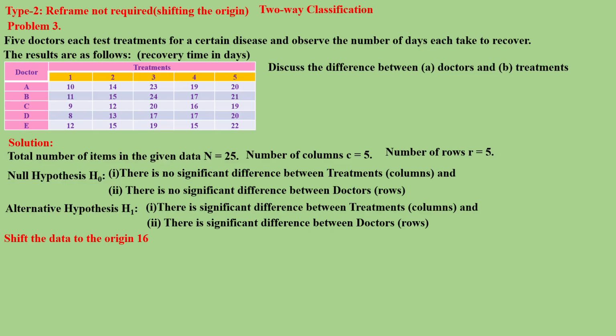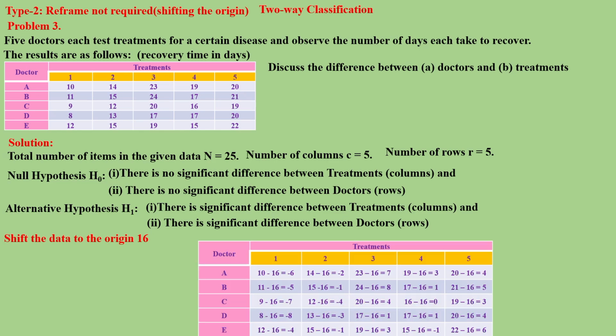Now we are going to shift the origin to 16. So subtract 16 from each and every number given in the data. So you will get the new data, which we are going to use for the ANOVA calculation. So 10 minus 16, 14 minus 16, 23 minus 16, etc., 22 minus 16. So you will get the new numbers: minus 6, minus 2, 7, etc. Last one, 6. Now prepare the calculation for ANOVA.